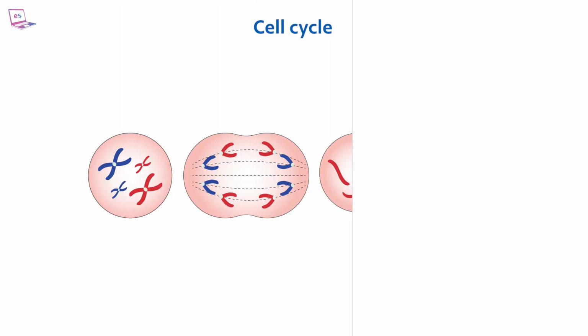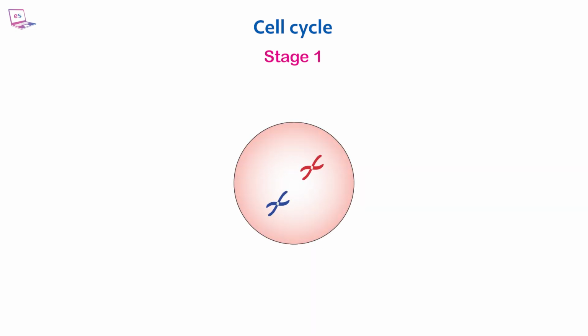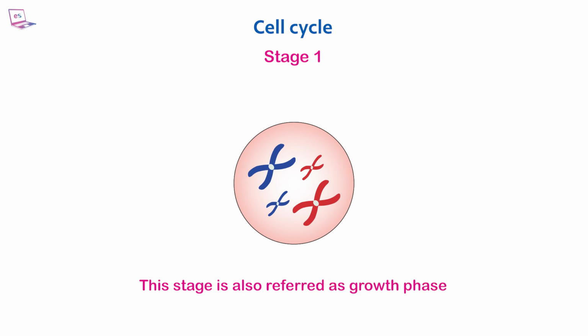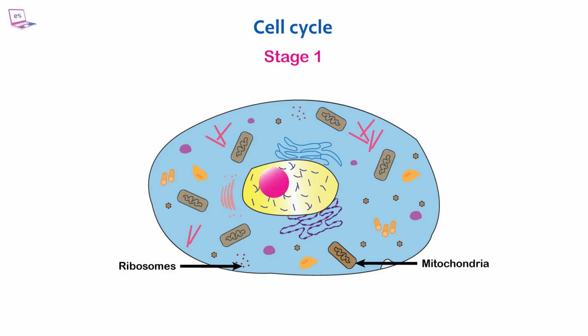Cell cycle. The cell cycle refers to the sequence of processes that occur within a cell prior to its division, resulting in the formation of 2 identical daughter cells. There are 3 main stages in the cell cycle. Stage 1. During stage 1 of the cell cycle, the cell increases in size and undergoes DNA replication, resulting in the production of 2 copies of each chromosome. This stage is also referred to as the growth phase. The quantity of subcellular structures, like ribosomes and mitochondria, increases during this stage of the cell cycle.